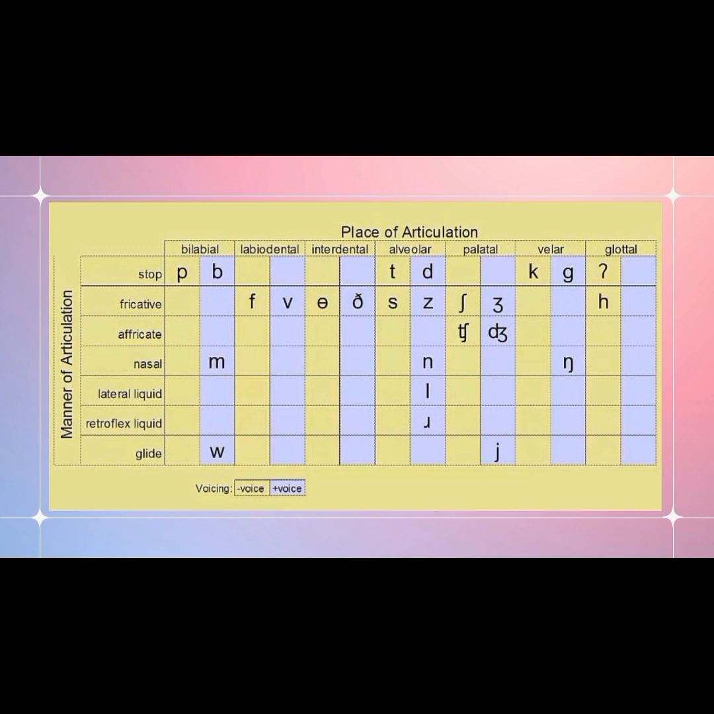The rows indicate the manner of articulation, or the way that you produce the sounds. So stops, fricatives, affricates, nasals, the liquids, lateral and retroflex, and the glides.